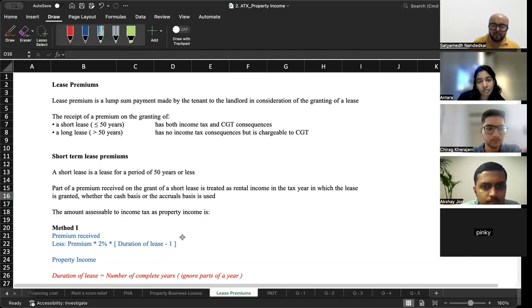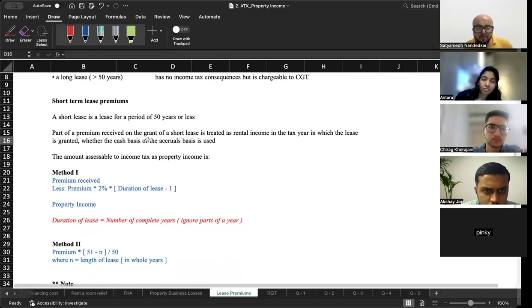Lease premium is a lump sum payment made by the tenant to the landlord in consideration of the granting of a lease. The receipt of a premium on the granting of a short lease, that is, lease duration less than or equal to 50 years, has both income tax and CGT consequences. If it is a long lease, meaning a lease of duration greater than 50 years, it has no income tax consequences, but is chargeable to capital gains. What is a short lease? A short lease is a lease for a period of 50 years or less.